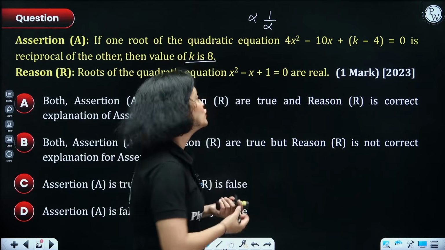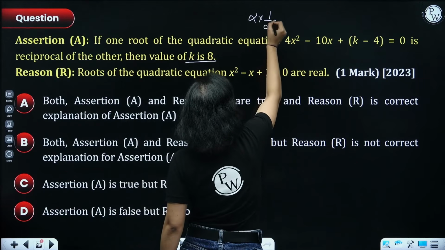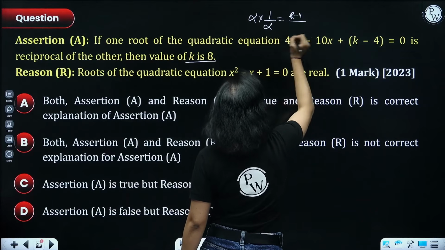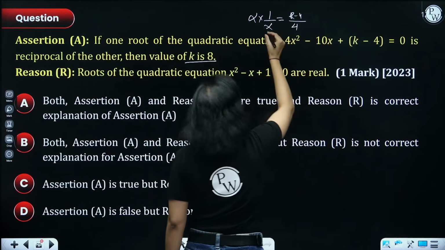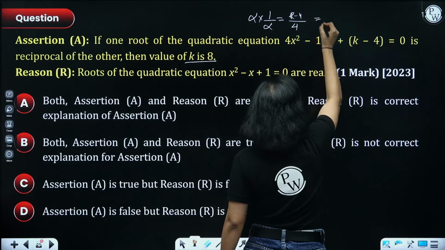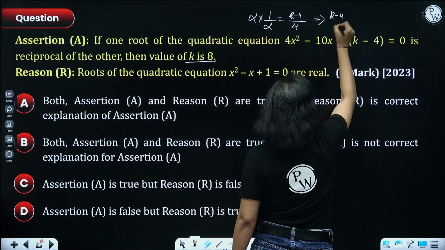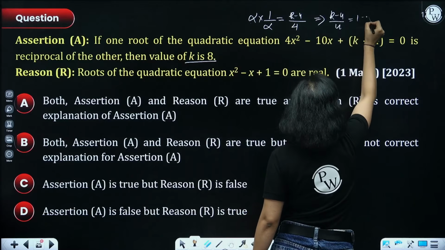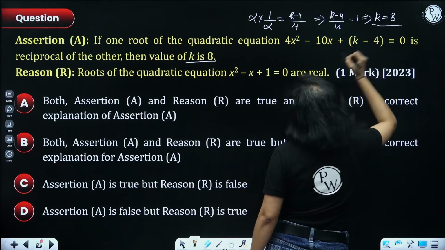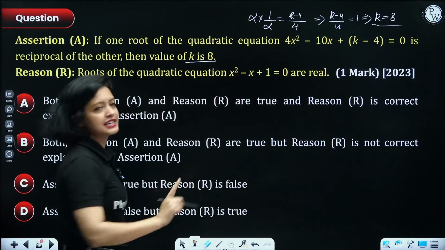The product of roots would be equal to c by a, which is (k minus 4) over 4. Now, alpha into 1 by alpha is 1. So that basically tells us that (k minus 4) over 4 is equal to 1. And from here, we can see that k is equal to 8. We got the value of k as 8, everyone.